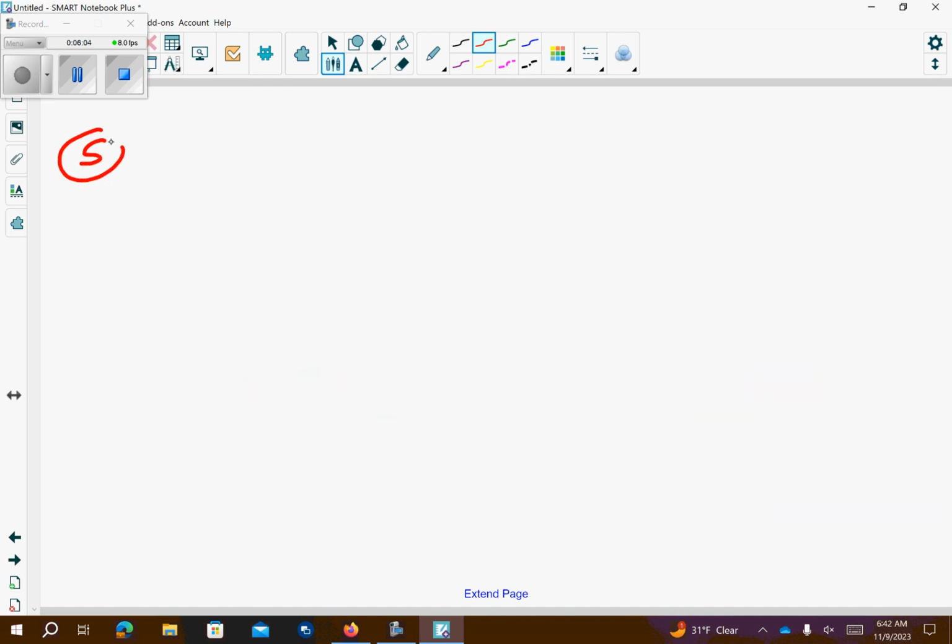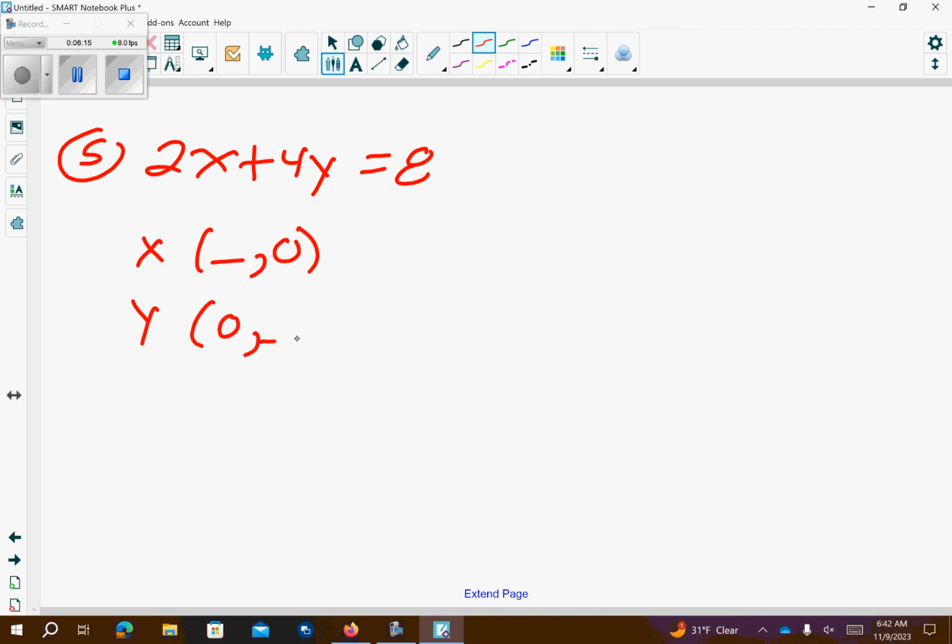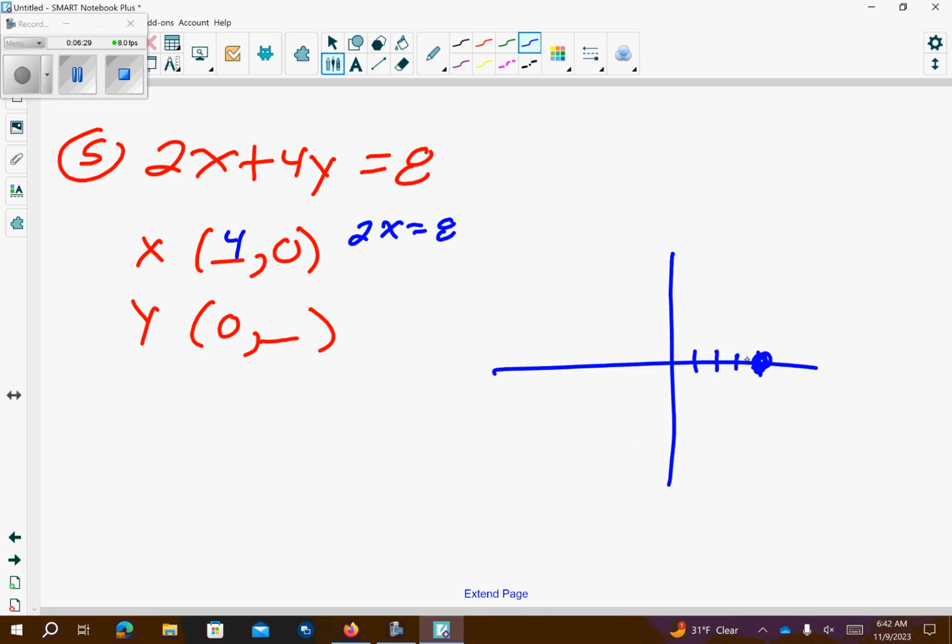Number 5, we have 2x plus 4y equals 8. This is set up a little different. Remember, we had the x and the y-intercept. So that's going to be blank, 0, 0, blank. So this is a y value, so 2x equals 8. So what number times 2 gives me 8? Divide both sides by 2. So I get 4, 0. And then my other one, this is an x value, so we're going to cover that up. So I get 4y equals 8. Divide both sides by 4, so we find that y equals 2. And there's my line of best fit.